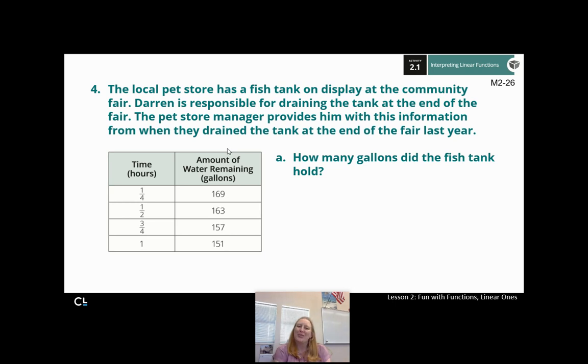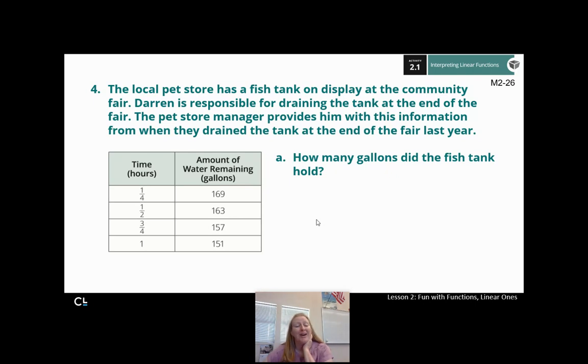The local pet store has a fish tank on display at the community fair. Darren is responsible for draining the tank at the end of the fair. The pet store manager provides him with this information from when they drained the tank at the end of the fair last year. After a quarter of an hour, they still had 169 gallons in the tank. After half an hour, they still had 163 gallons in the tank, and so on. You get the idea. We want to know how many gallons of water the fish tank can hold.